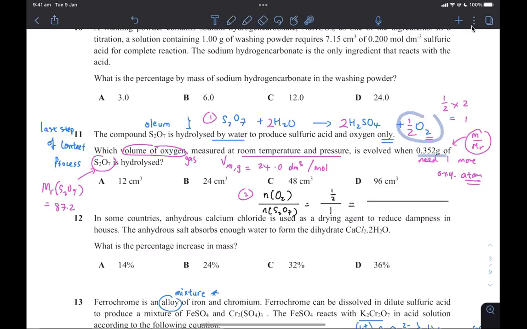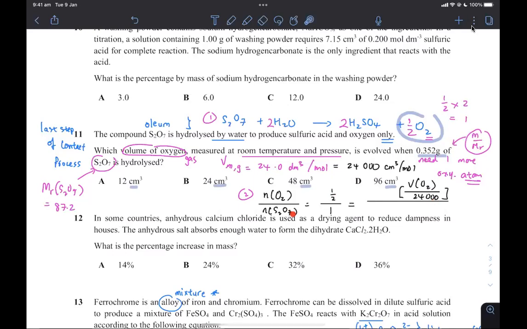On the top here will be the mole of O2, but I want the gas volume in cm cube. Have a look at the options. They are all in cm cube. If they are in cm cube, I can use the 24,000 cm cube per mole. This is equal to this because dm cube converted to cm cube is multiplied by 1,000. So this is the volume of O2 in cm cube divided by 24,000 cm cube per mole.